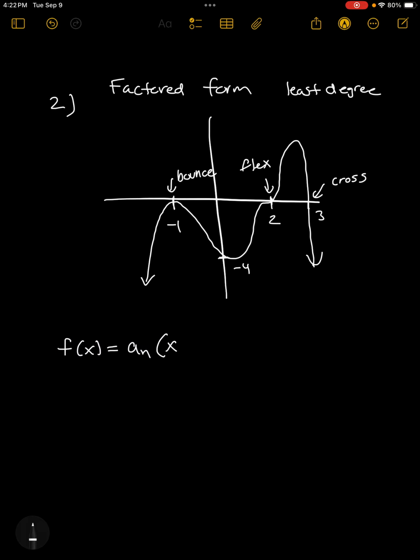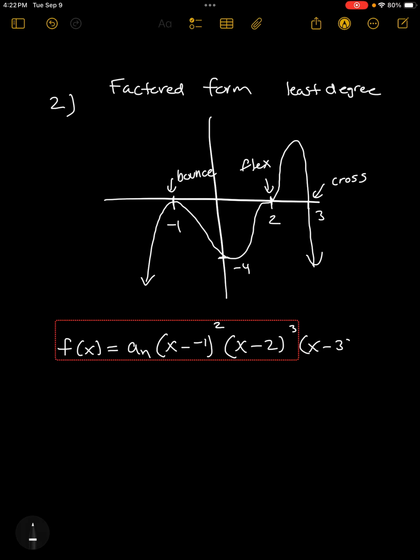If it's a bounce and I want least degree, right, I could write 2, 4, 6, 8, 10, 12, 14, etc., right? Even multiplicities are bouncing. But I want the least degree, meaning when I FOIL this, my exponent needs to be the smallest. So I'm just going to use 2. And then over here, my next 0 of 2, x subtract 2, it's a flex, right? Again, I could use 3, 5, 7, 9, 11, because odd multiplicities of 3 or higher are flexing. So I'm just going to use 3 as the smallest exponent. And then last but not least, right, x minus 3, if it's a cross, the multiplicity is a 1.